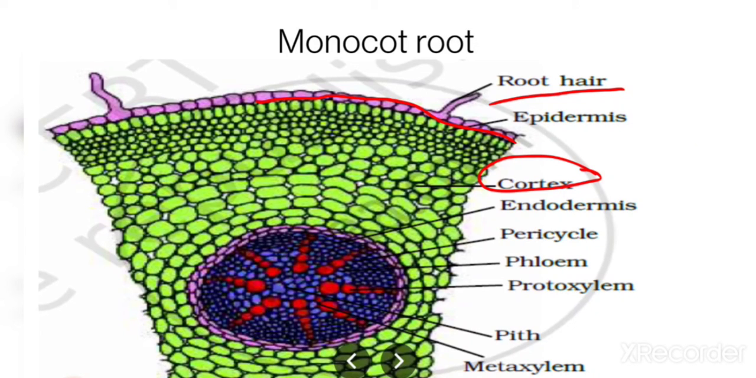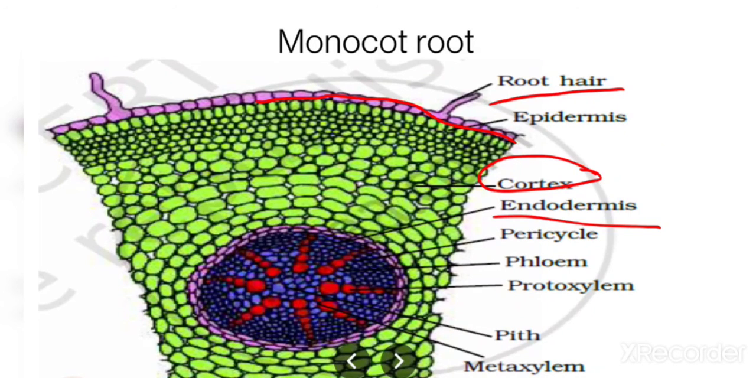Then the innermost layer of cortex, that is endodermis, which is having tightly packed cells. So what is present just next to the endodermis? That is pericycle. Now beta, in this case, pericycle is not going to form any kind of secondary tissue. Just remember that pericycle is not going to form any kind of secondary tissue. Moreover, xylem parenchyma is absent in the monocot roots. Why? Because there is no lateral conduction taking place in the monocot roots.